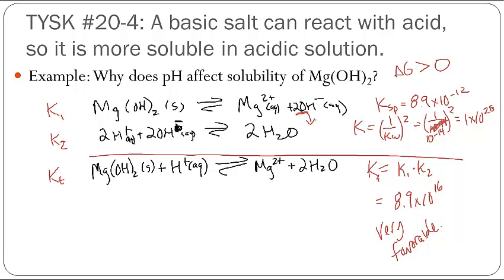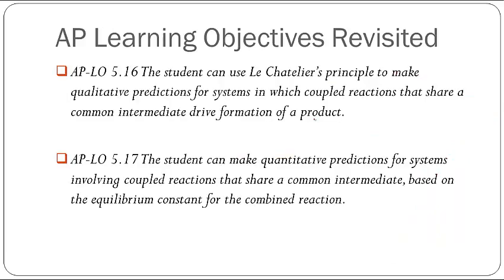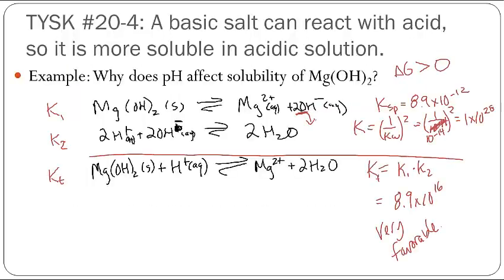The intermediate is OH minus, right? It doesn't show up in my overall reaction. It's produced in the first one and consumed in the second. So what this means is coupled reactions that share a common intermediate, in this case OH minus, allow this reaction, which was previously unfavorable, to become favorable.